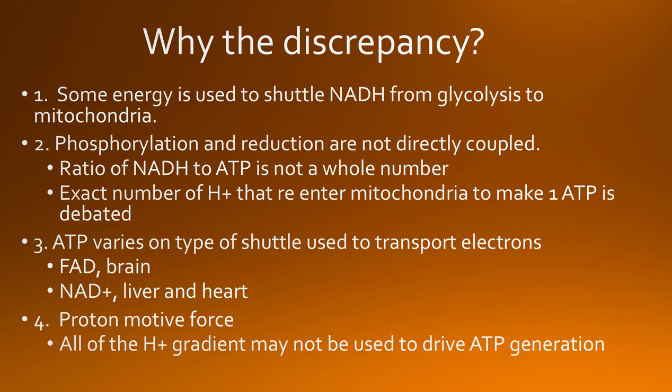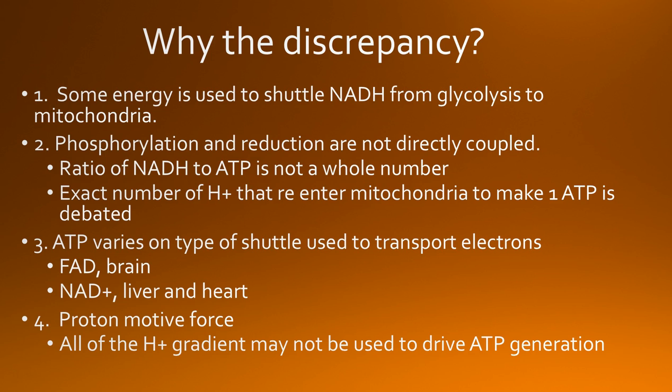For example, in the brain, FAD is more abundant. In the liver and heart, it's the NAD plus that is more abundant. So that makes a difference from tissue to tissue or cell to cell, how much ATP is being made.